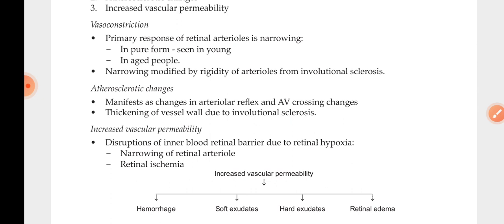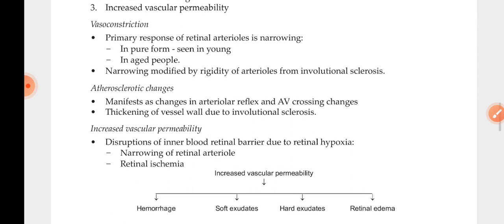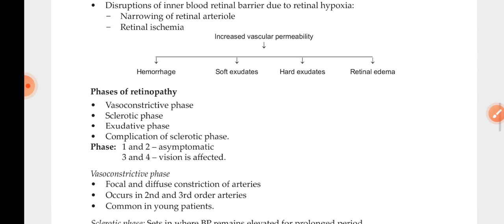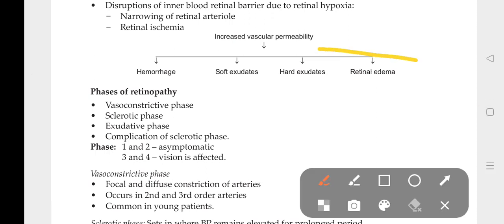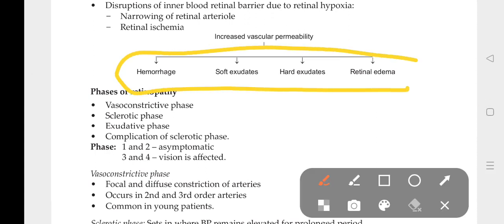Next is increased vascular permeability. It is disruption of the inner blood retinal barrier due to retinal hypoxia, that is narrowing of the retinal arteriole and retinal ischemia. As there is vasospasm, there is leak of plasma from the blood to the exterior. Increased vascular permeability causes hemorrhage, soft exudates, hard exudates, and retinal edema.